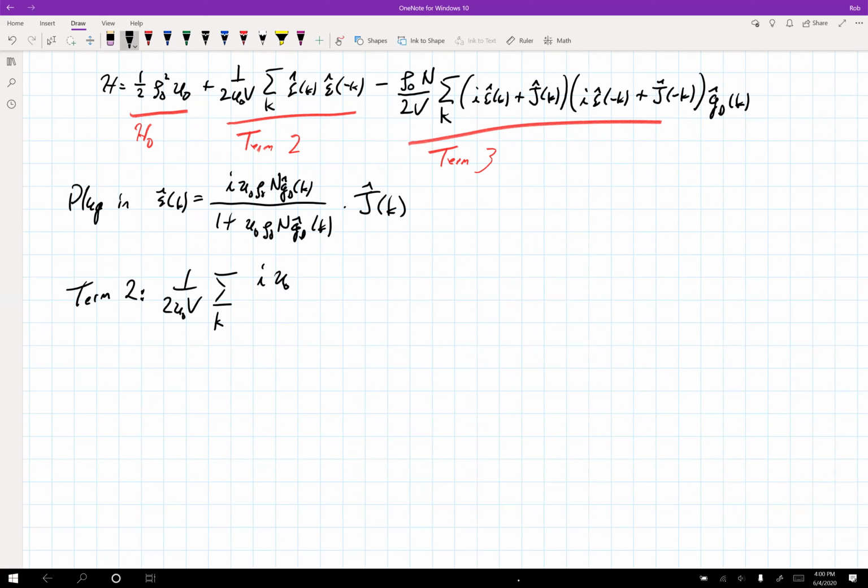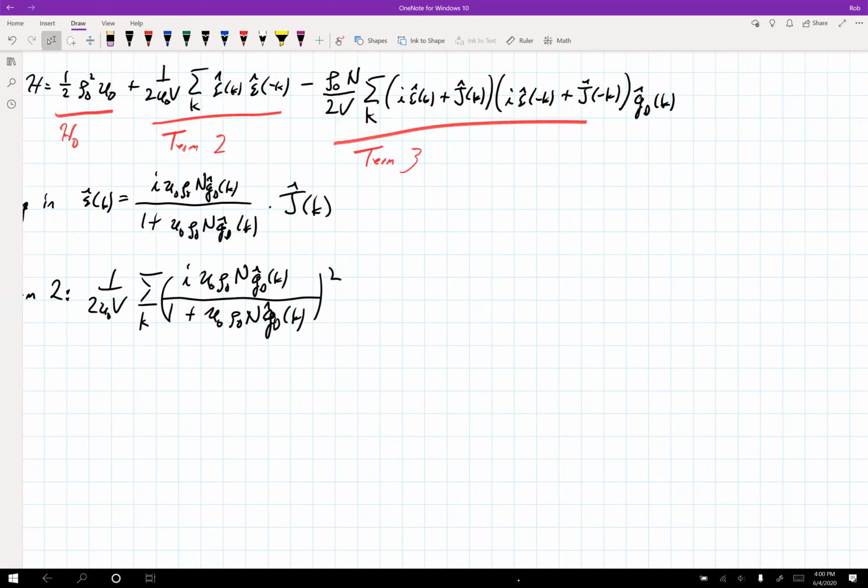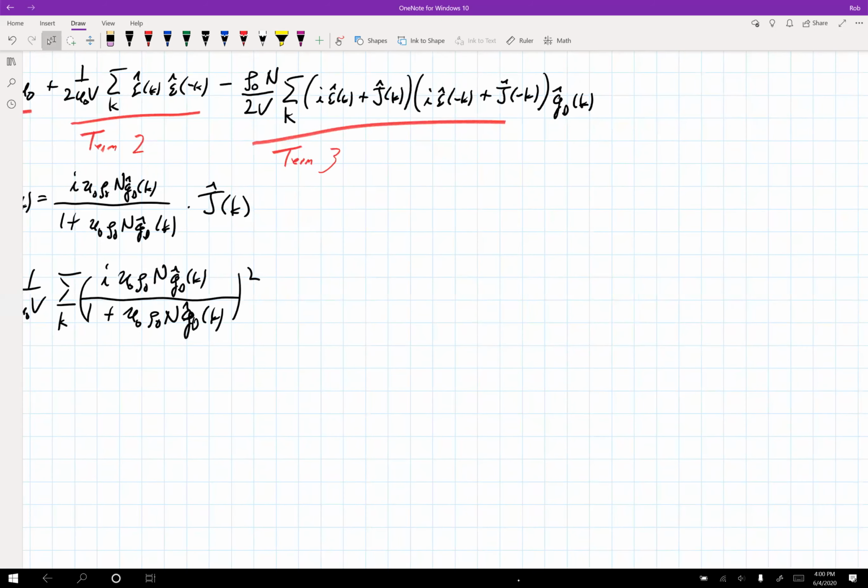keep things in the right order, u naught rho naught n g hat d of k all over 1 plus u naught rho naught n g hat d of k. And again, because the Debye function is an even function, we can just square this thing as opposed to having to multiply it by the minus k thing. But we don't have that kind of information about j hat, so we have to have j hat of k and minus k.